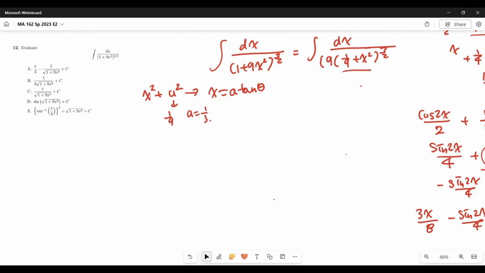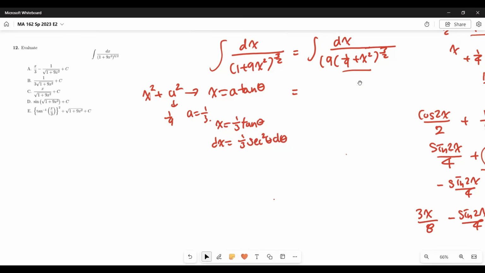The only reason that we group it by 9 is so we can write it in the x squared plus a squared format. That's easier to visualize and easier to write down the formula. So that's why. Our a is 1 over 3, so x is 1 over 3 tangent theta, and our dx will be 1 over 3 secant squared theta d theta.